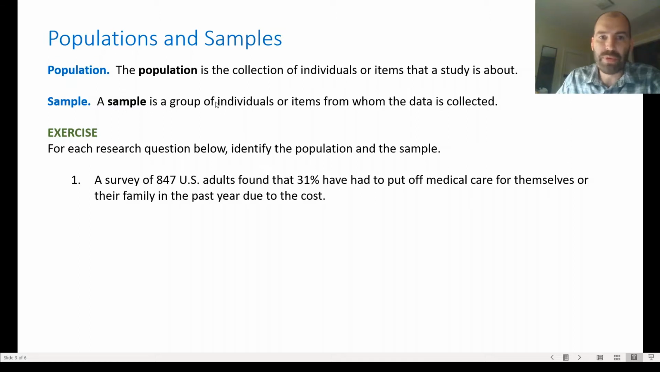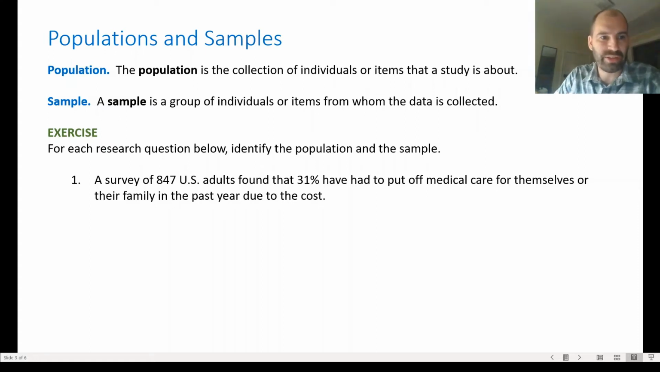A sample is a group of individuals or items from whom the data is collected. So instead of taking the data from the entire population, which is not feasible, we're going to choose a small group and take the data from them. And that might be more convenient and more feasible. And hopefully the conclusions that we draw from the sample generalize to the population. If our sample is a good one, we can say that. And we'll talk more about that later.